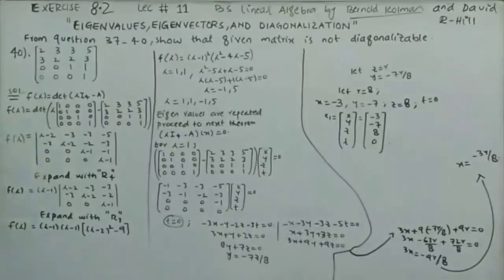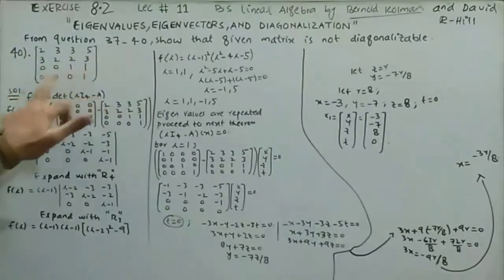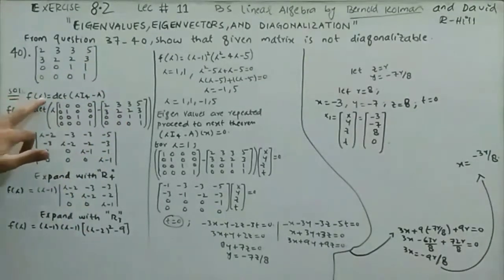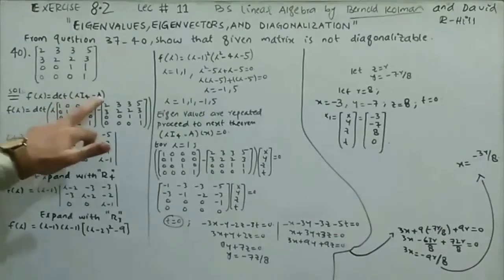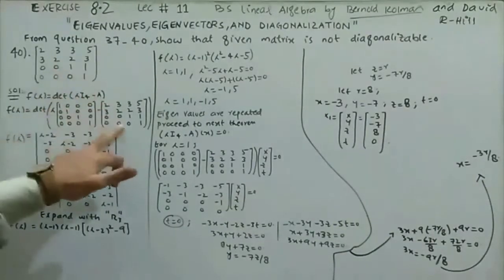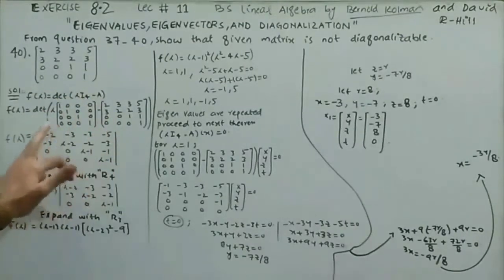Now move toward question number 40. The matrix is [2, 3, 3, 5; 3, 2, 2, 3; 0, 0, 1, 1; 0, 0, 0, 1]. So a 4 cross 4 order matrix is given. Using the definition, f of lambda is equal to determinant of lambda I4 minus A. So lambda I4 is this identity matrix, and A is the original matrix. By simplification, it gives us this matrix.